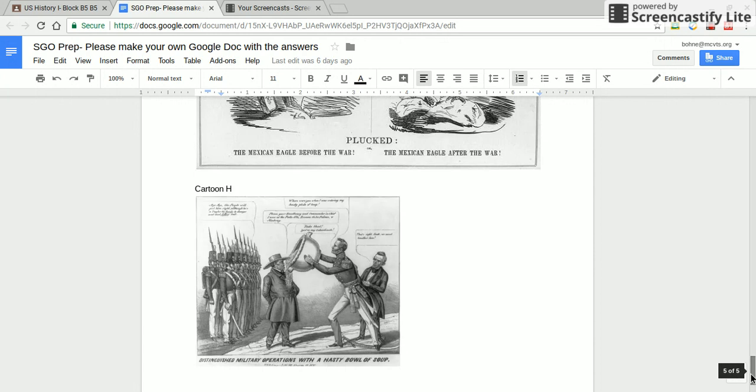Okay. On this cartoon, we did a review in class. We went over the main ideas of it. We mentioned that that's President Polk, right? On the right. Size is significant here. Why is he so much taller? Symbolism obviously is here. A little bit of humor with the hot soup and all that kind of stuff.